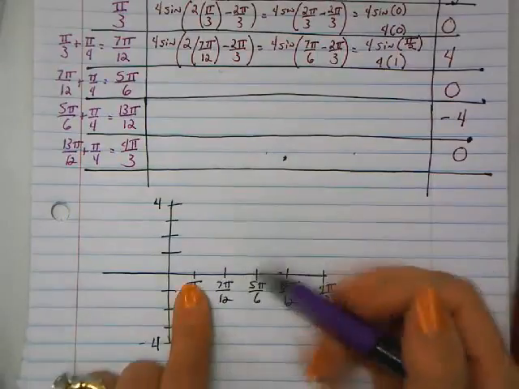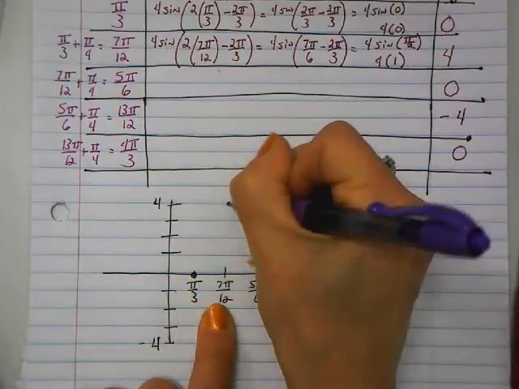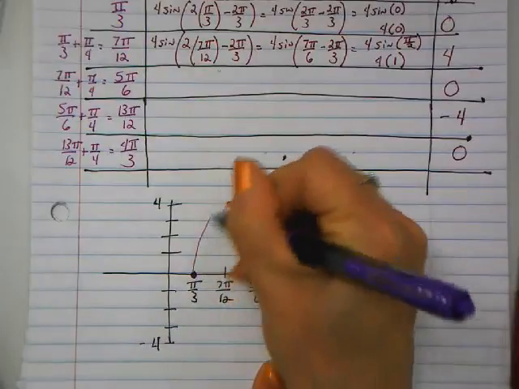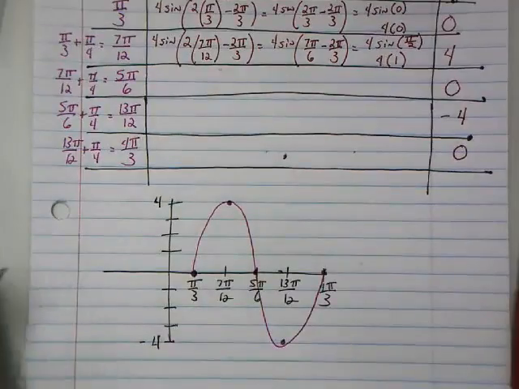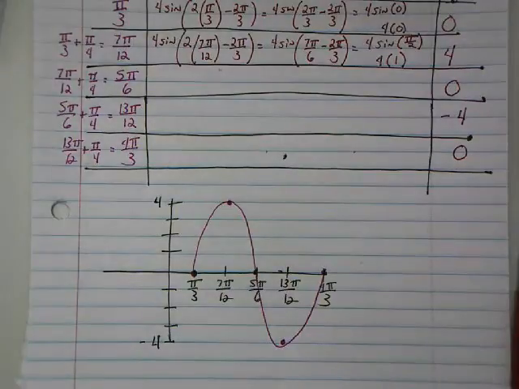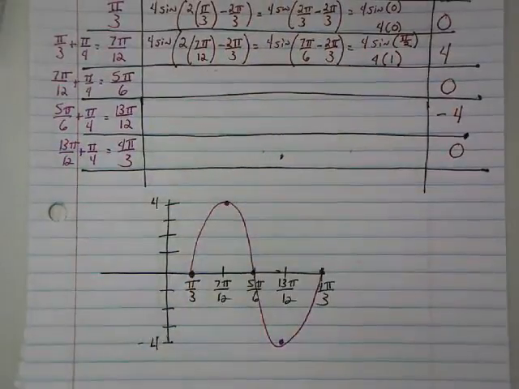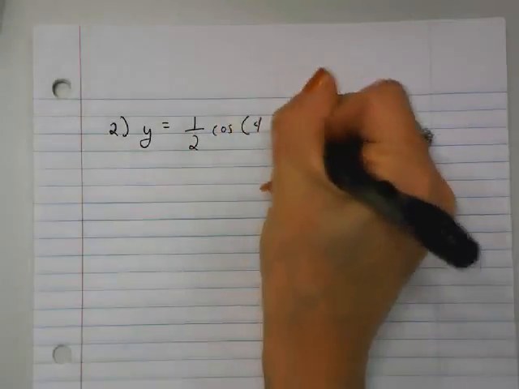When I start at pi over 3, I'm at 0. I go up to 4, back to 0, to negative 4, back to 0. And there's my sine curve. Alright, let's see if we can do a cosine without needing to fill out this chart. Alright, so number 2. Let's do y is equal to 1/2 cosine of 4x plus pi.